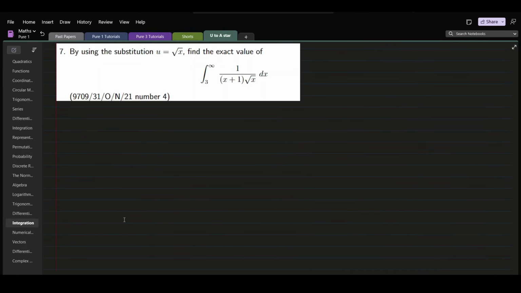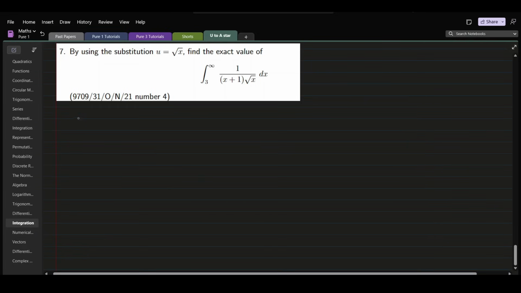By using the substitution u is equal to root x, find the exact value of the integral from 3 to infinity of 1 over x plus 1 times root x with respect to x. Okay, so we've got the integral from 3 to infinity of 1 over x plus 1 times root x with respect to x, and we're given the substitution u equals root x. Let's start by substituting our limits. So we've got at x is equal to 3 and at x is equal to infinity.